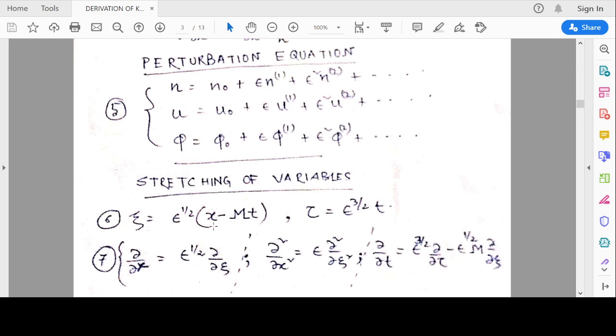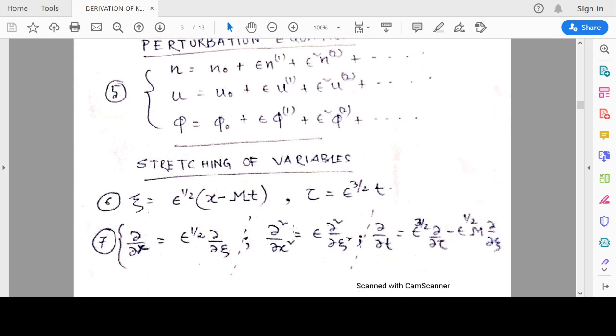Now these are the stretched coordinates, and therefore the partial derivative del x will be equal to epsilon to the power half del xi. Just check it yourself. Similarly, the second derivative will be like this, and the derivative with respect to time will come as epsilon to the power 3 by 2 del tau minus epsilon to the power half m del xi. Just check it by the chain rule method.